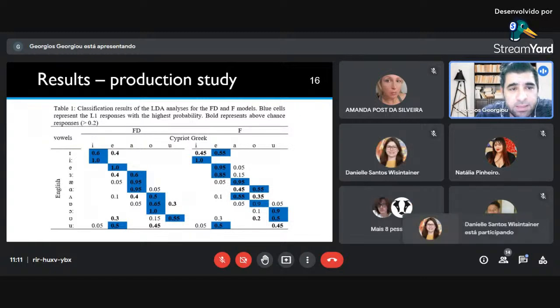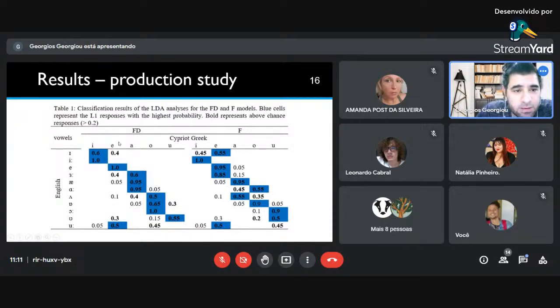And here you can see the results of the classification study, which was based on the LDA. You can see the classification results in the 2 models. As you can see, for example, the English vowel E was classified in terms of the Greek E for 60%, but the English E was classified 100% in terms of the Cypriot Greek E.